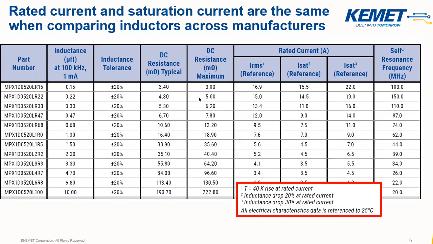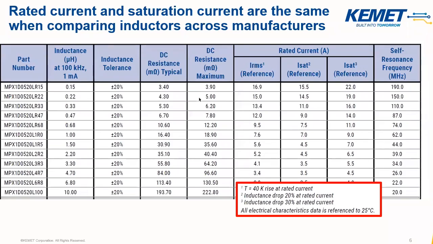So it's actually describing only one certain point. And sometimes you can see that the inductance drop is described at 20% drop, and sometimes it's 30% drop. And it could even be anything else. And I've seen in many different manufacturers that they are using different values. Also for the temperature rise, this could be 40K like we see here. Also, it could be 30K.